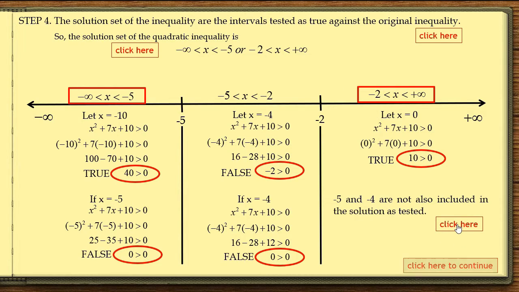Now, for our boundaries, which are negative 5 and negative 2, they are not included in the solution because 0 is not greater than 0. So if you notice, we will not put an equal sign below the less than symbol.